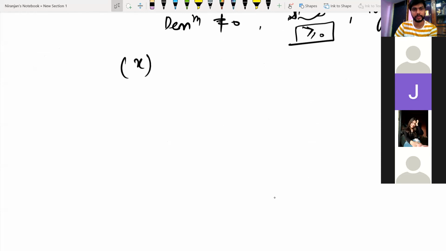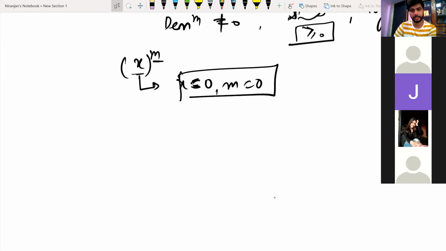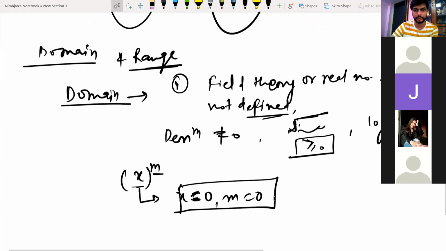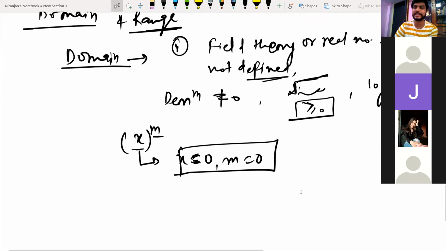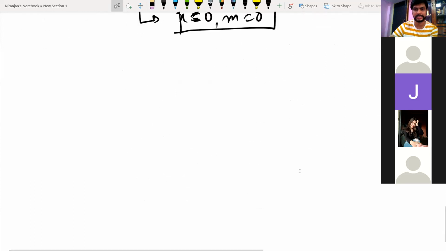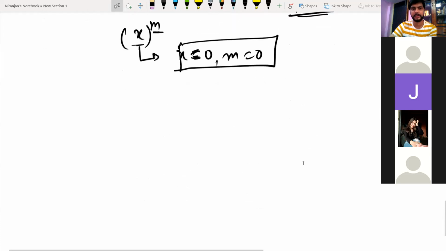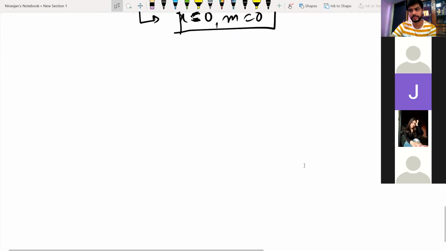When you write x to the power m in general, you can't take x equal to 0 and m equal to 0. In general, we don't define them. So these are the few points, but in general, you will get denominator not equal to 0, or this or this. These are the fundamental things that we usually face when we have to find a domain.